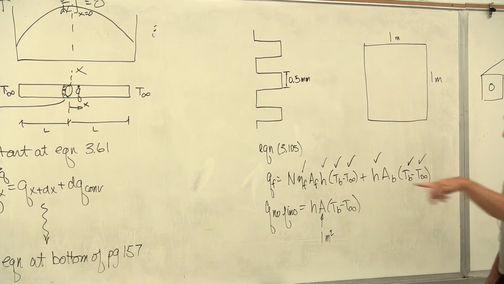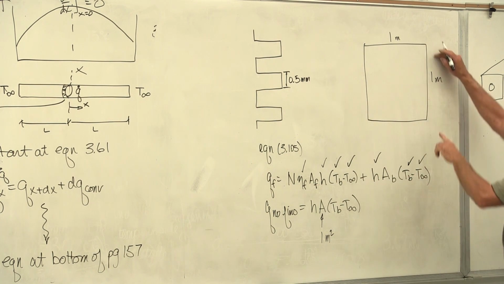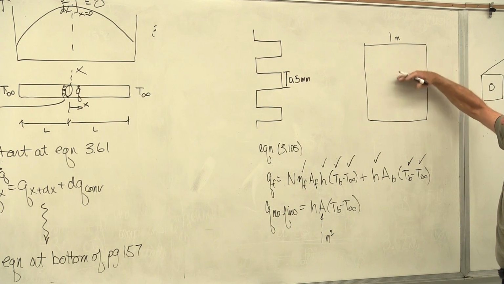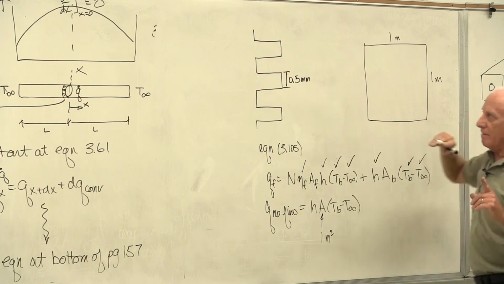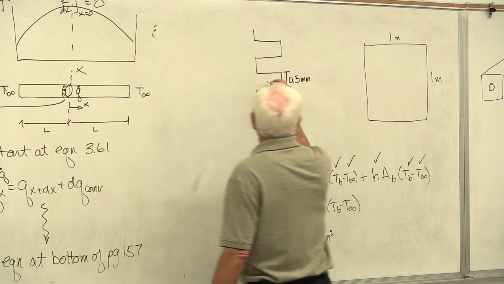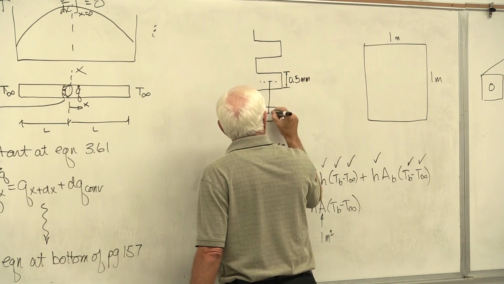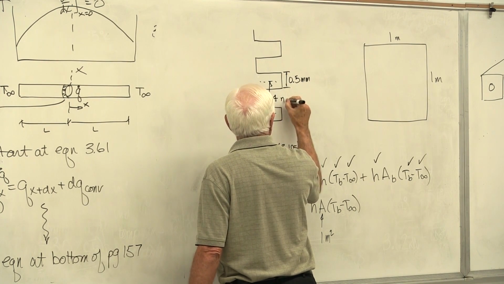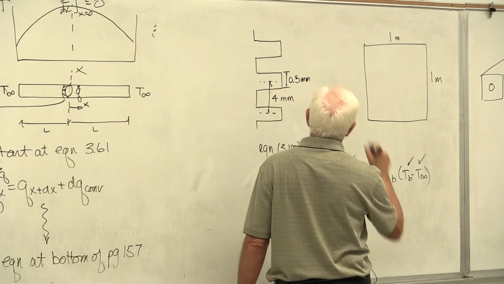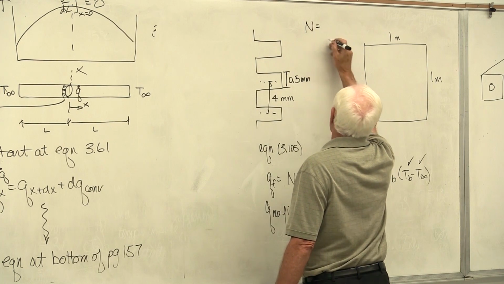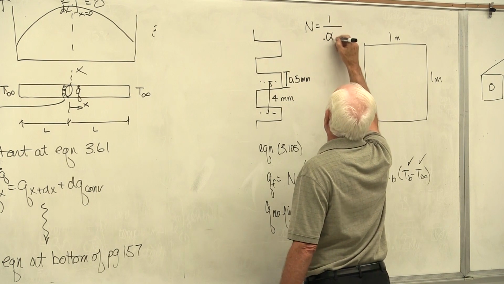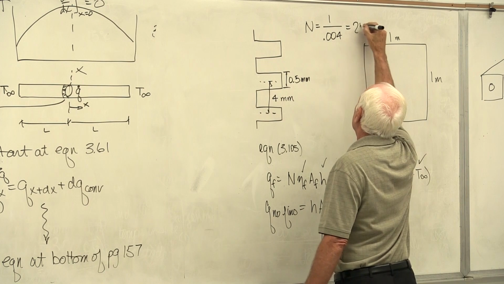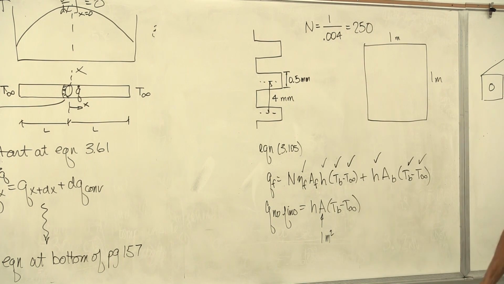Okay, let's find out N, how many fins there are. The fins are stacked vertically on the wall. How far apart are the fins? He tells me the fins are spaced apart by 4 millimeters. Number of fins: 1 meter vertical, fin spacing 4 millimeters. That's 250 fins on my wall, 1 by 1.